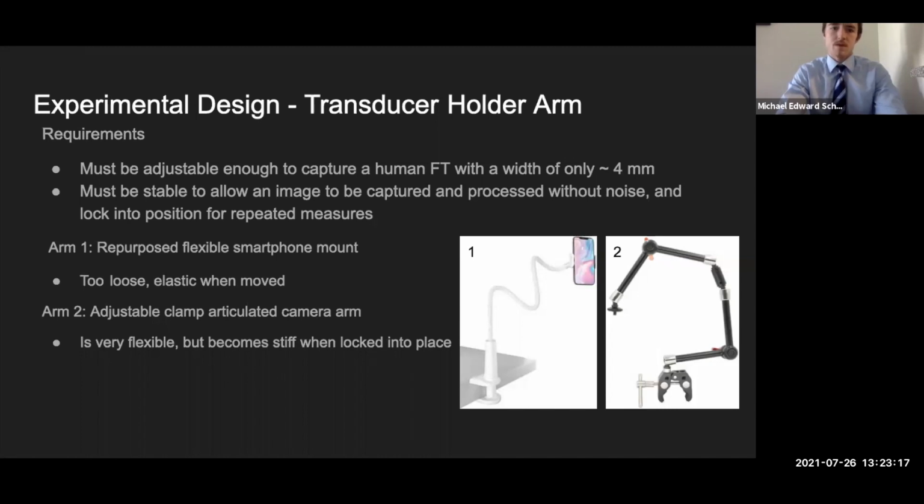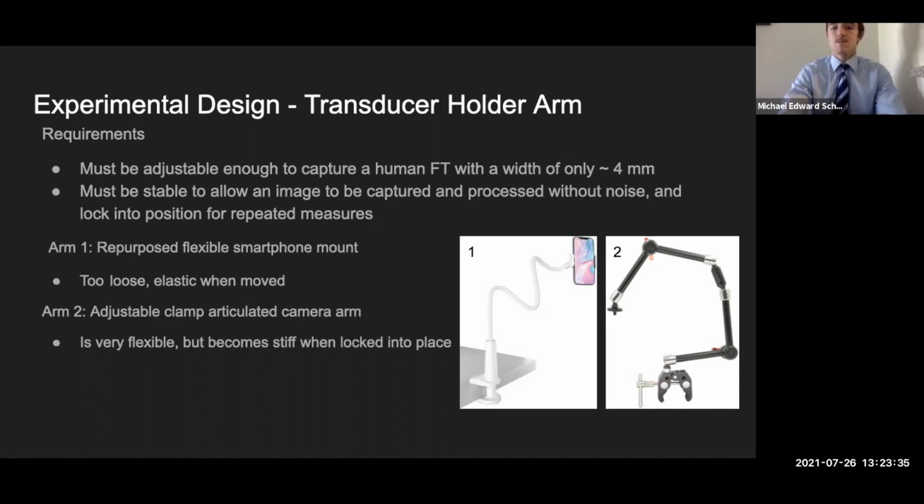Some requirements for this are that it must be adjustable enough to capture a small human flexor tendon. It must be stable enough to allow for repeated capturing of an ultrasound image sequence. We started with arm 1, a repurposed flexible smartphone mount. It was capable of some of these requirements, but it wasn't ideal.